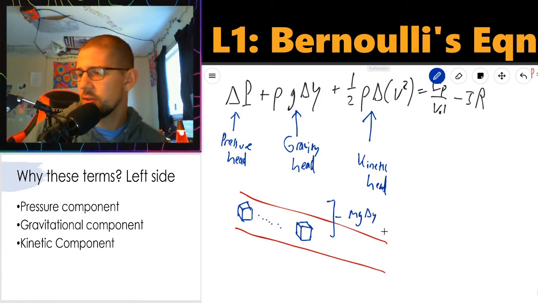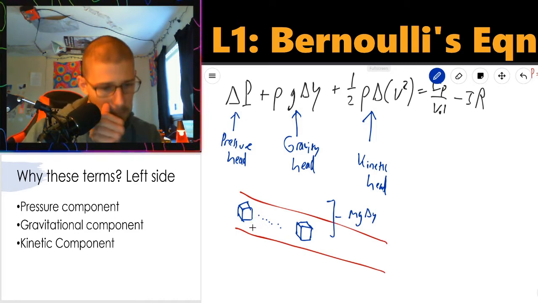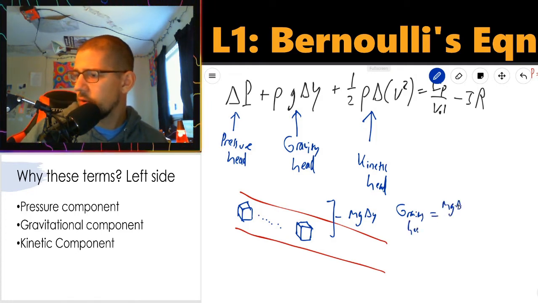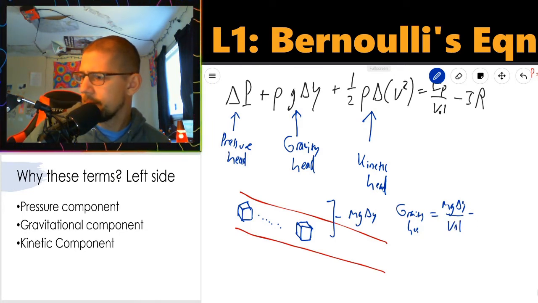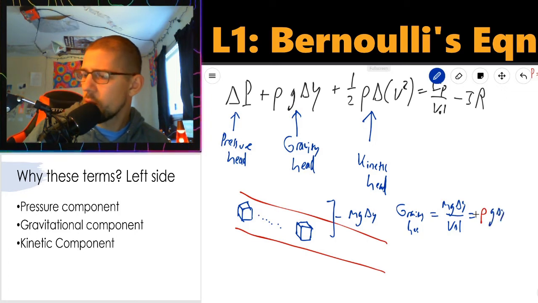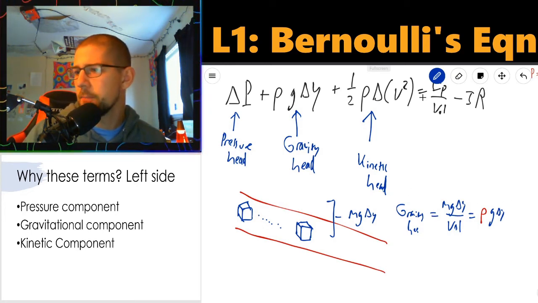So that's a potential energy change. And if I think about this now, not in terms of an individual chunk, but as an energy per volume, that means that my gravity head would be mg delta y per unit volume, which is just going to be a mass per volume, which is my rho, that's my density. So it's rho times g delta y. So this refers to the change in gravitational potential energy per unit volume of the fluid moving down. Okay.